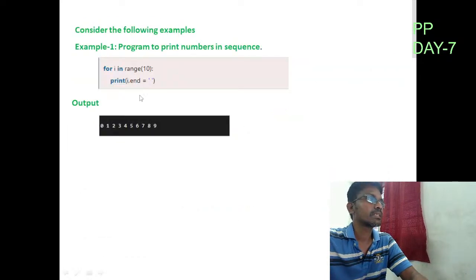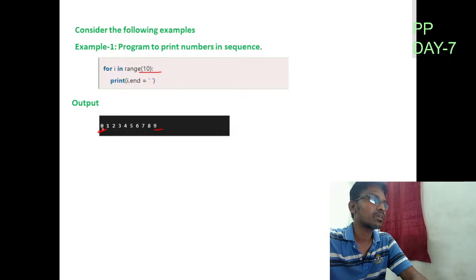So this is an example. So for I in range of 10. I am giving here range of 10. So that's why it will print the output from starting number 0 up to 9. And I want to print I comma end is equal to space. I want to print the space between the numbers. So that's why I'm using an end parameter. So end is equal to followed by space.